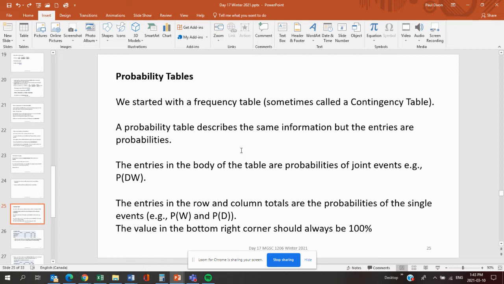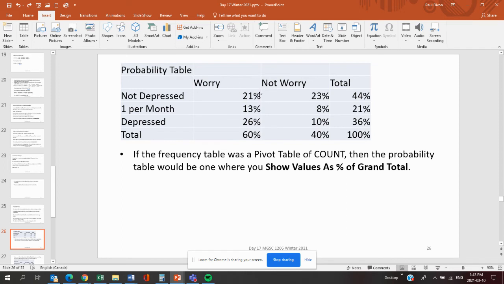A probability table is one where we convert those frequencies to probabilities. And so we'd get a table like this one. So the 36% over here, the 207 out of 583 is now 36%. The ones that weren't worried, 40% were not worried. That was 350 out of 583. We had ones that were worried and were depressed. That was 26% of the 583.